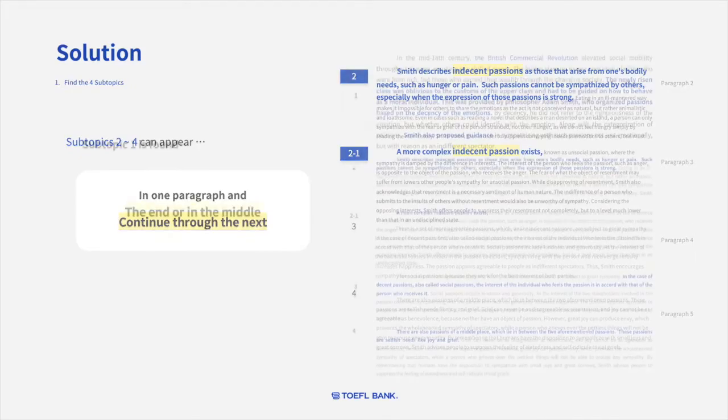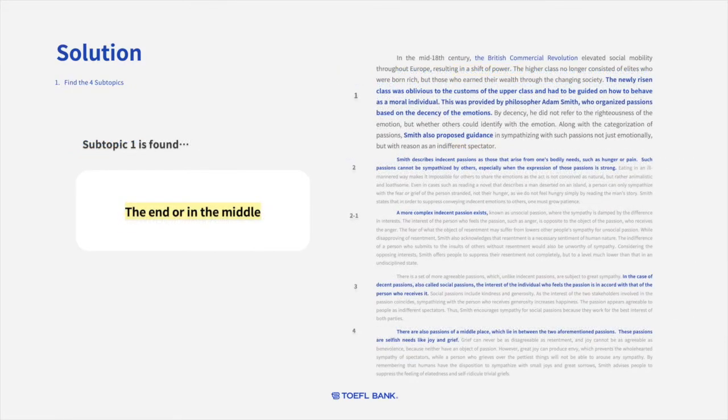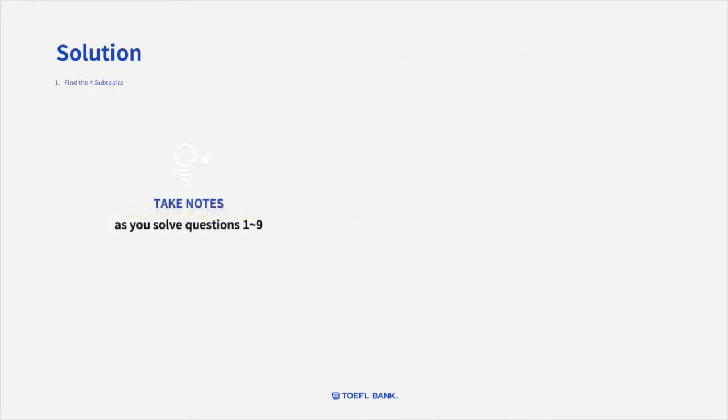The first subtopic, however, is mostly found in the paragraph that introduces the main idea, so topic 1 will most likely be near the end or in the middle of that paragraph. There are rare cases where subtopic 1 is found in the second paragraph, but in most cases it will be found in the first paragraph of the passage. And one tip to finding subtopics is to take notes if possible as you're solving problems 1 to 9. Take simple notes with keywords and where each subtopic is in order to quickly locate them when you reach the summary question.